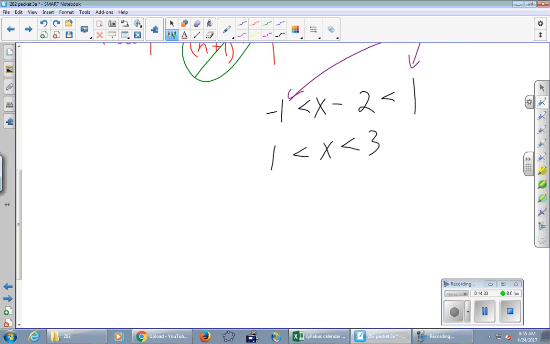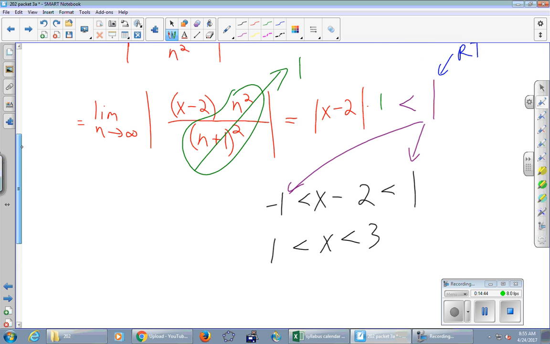Likewise, if you pick a number bigger than x equals 3, like 4 or 100, and you plug it in, that series is going to diverge because that limit is not going to be less than 1. It's going to be greater than 1. If you pick x equals 4 or 5 or 6, the series will diverge. If you pick x equals 0 or -1 or -2, the series will diverge. There is a little bit more work we have to do, though.